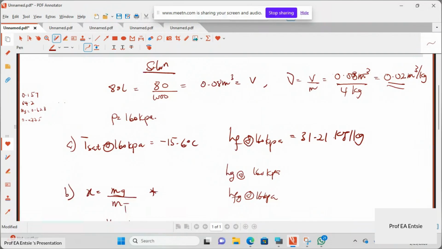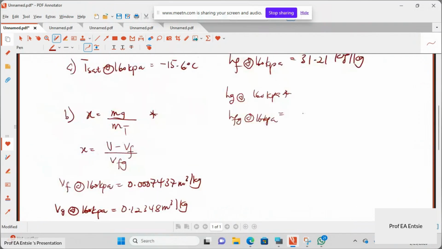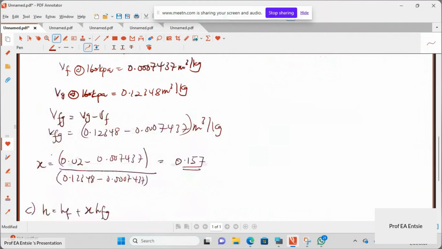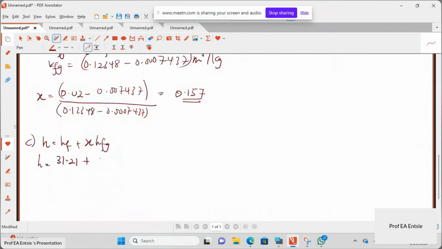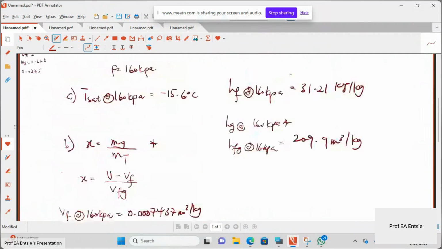It means this one too is a specific enthalpy because there is per kilogram there. Then will I need Hg? No, I will need Hfg because look at the formula. I just need Hf and Hfg. So Hfg is 209.9 kilojoules per kilogram. So if I come here, this will be 31.21 plus the quality 0.157 times 209.9, and the final answer should be what? Kilojoules per what? Kilogram. If you do this right, you should get 64.02.